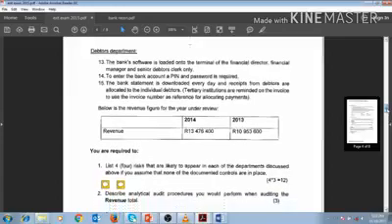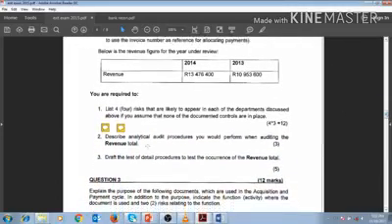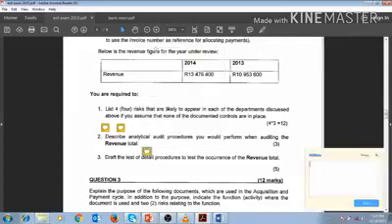So let's just go to number 2. They say describe analytical procedures you would perform when auditing the revenue total. Three analytical procedures that you can perform.